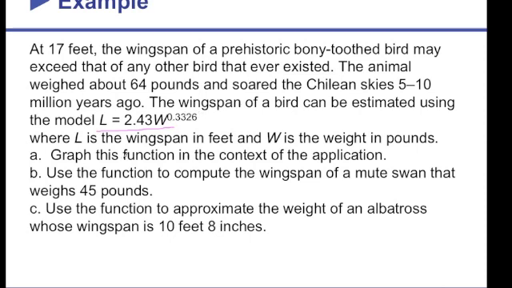We want to graph this function in the context of the application, so a window that fits and makes sense for the application. Use the function to compute the wingspan of a mute swan that weighs 45 pounds, and use the function to approximate the weight of an albatross whose wingspan is 10 feet 8 inches.